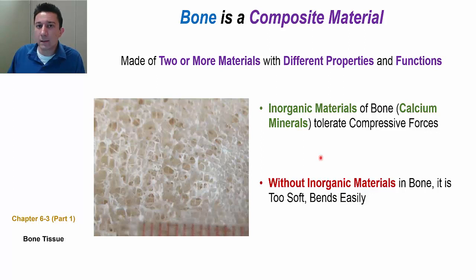There's a couple of diseases in which this does occur, in which minerals are not laid down in bone tissue in sufficient quantities. One of those, in adults, is called osteomalacia. If this condition occurs in children, it's called rickets.